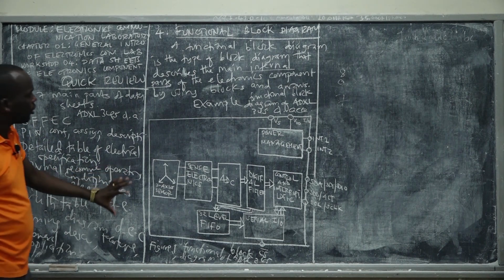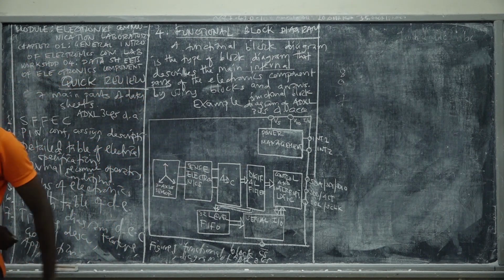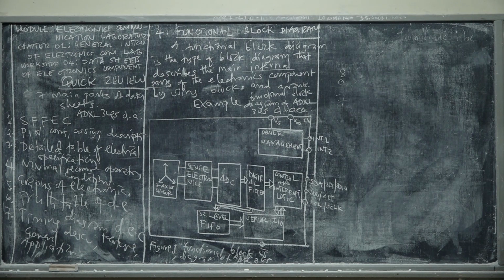Then within this block, where is the input? Where do you think that it's the input? Let's start from the input. Which block do you think represents the input of the ADXL345 digital accelerometer sensor? Which one?